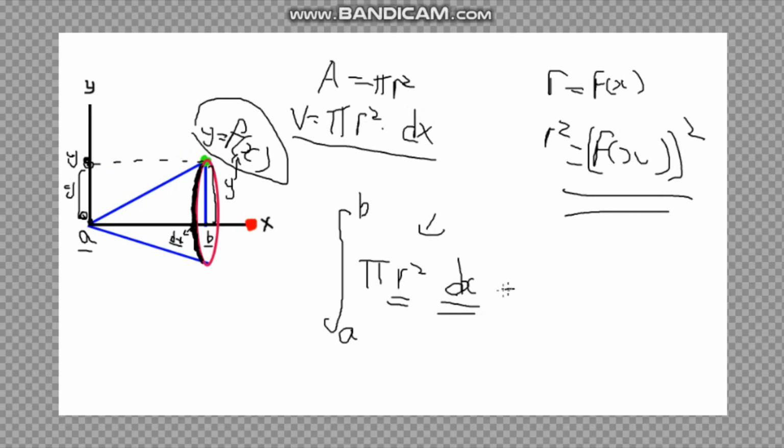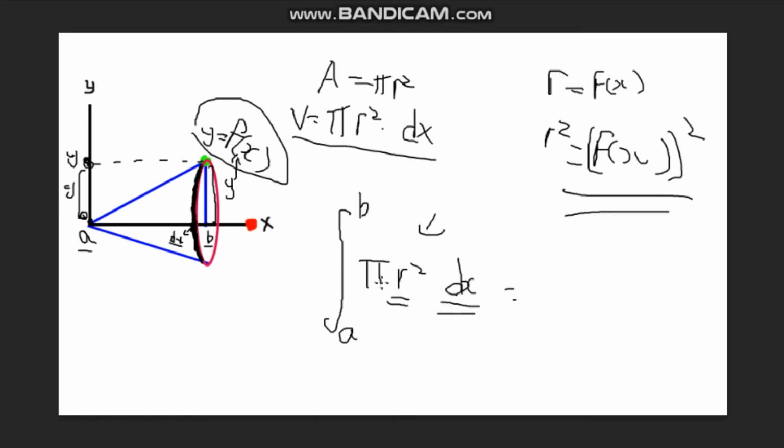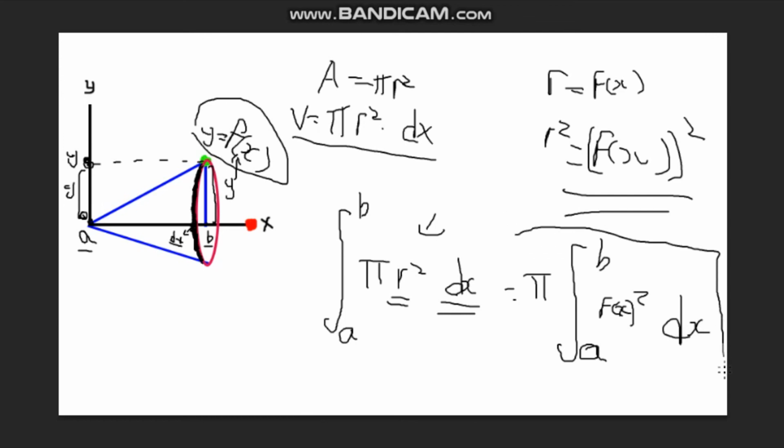So it will give us something like this. We know that pi is a constant, so we can put pi outside the integral symbol, and then we integrate between the limits b and a, and r squared will be replaced by f(x) squared, times dx, and that's where the formula comes from. That's how you derive the formula.